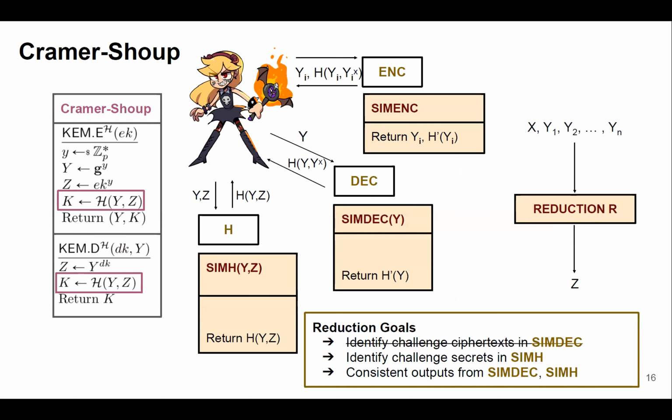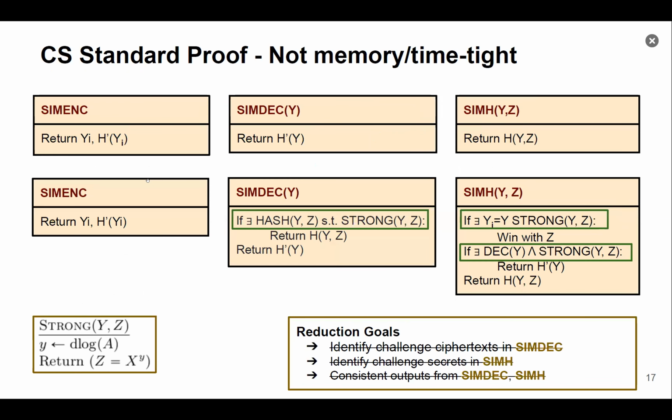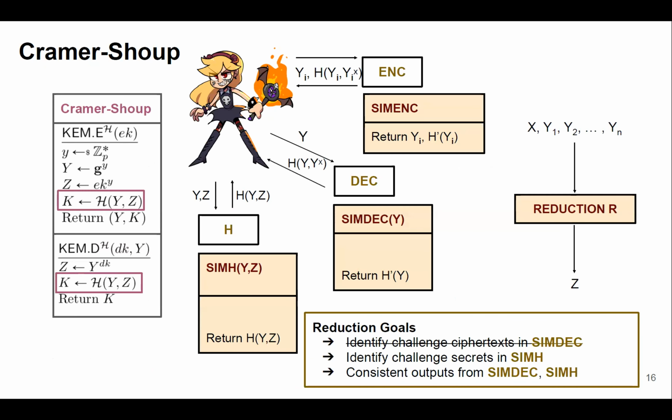With that, we move on to the next scheme, Cramer-Shoup, which, as we discussed, is super similar to ECIES, except in the way that it derives the symmetric encryption key. It derives the symmetric encryption key as the hash of both the challenge ciphertext and the challenge secret. Unsurprisingly, we start motivating our proof comparably to ECIES. We start with the same incorrect reduction, which is unable to maintain consistency between DEC and ENC, and is also unable to identify challenge secrets inside SIMH.